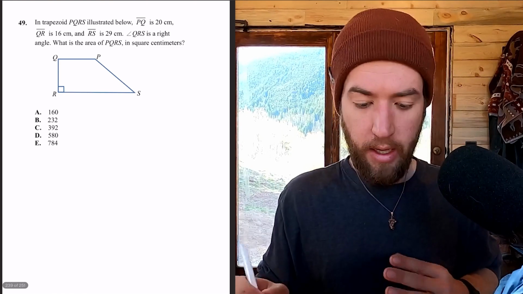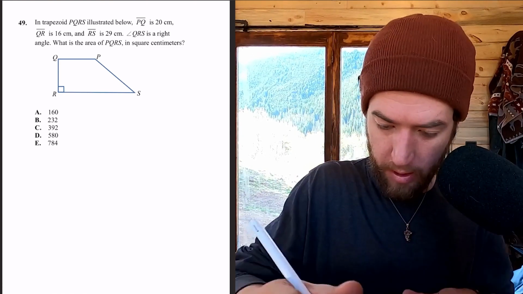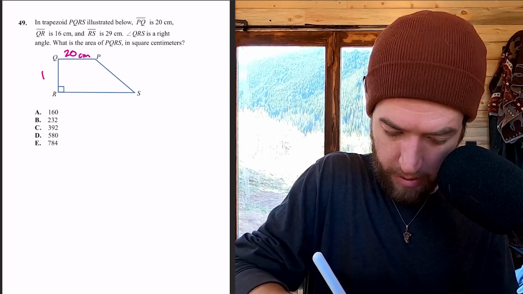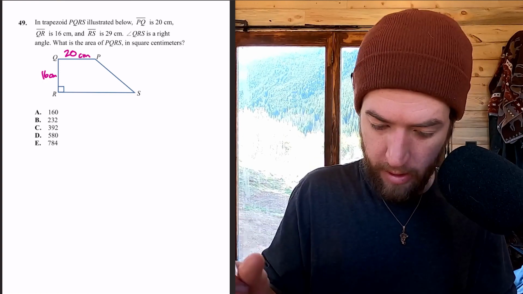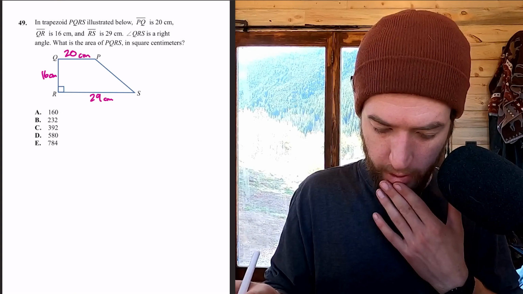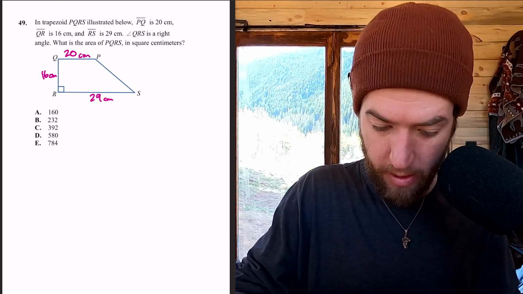On to the next. In trapezoid PQRS illustrated below, PQ is 20 centimeters, okay. And QR is 16 centimeters, nice. And RS is 29. QRS is a right angle. What is the area in square centimeters?